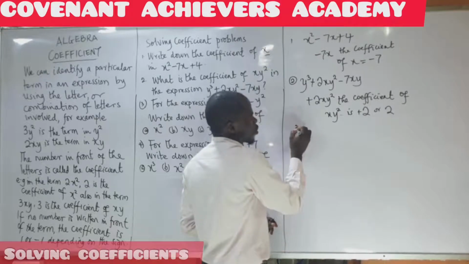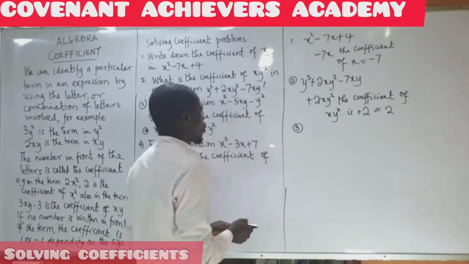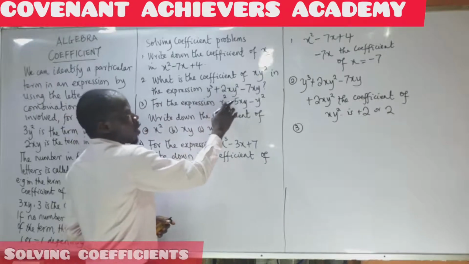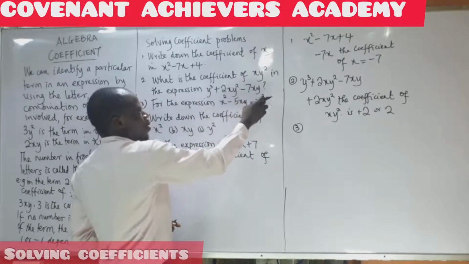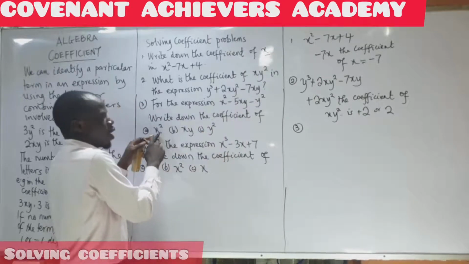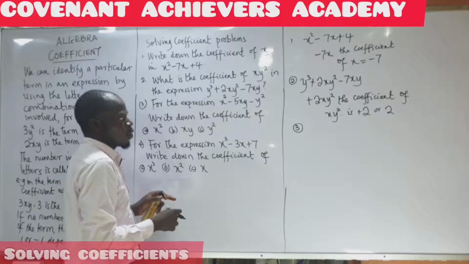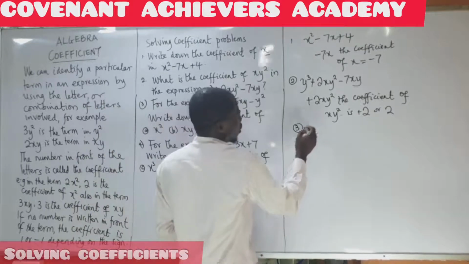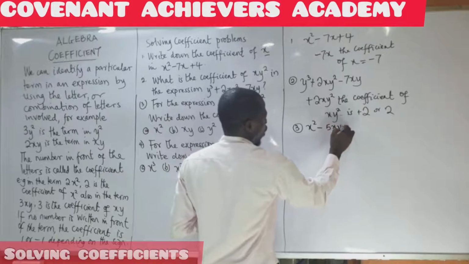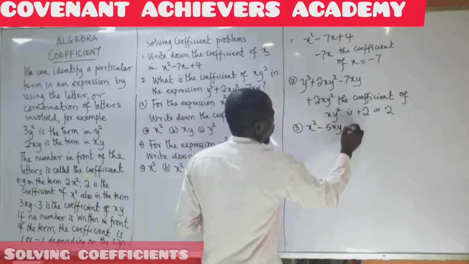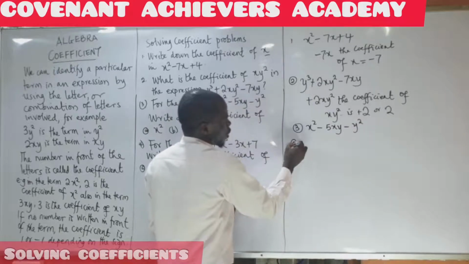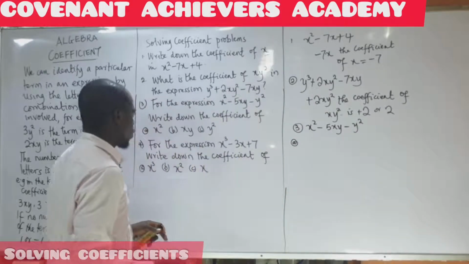Now, what about the third question? For the expression x squared minus 5xy minus y squared, write down the coefficient of some terms. The expression says x squared minus 5xy minus y squared. For the first term, we want to find the coefficient of x squared.